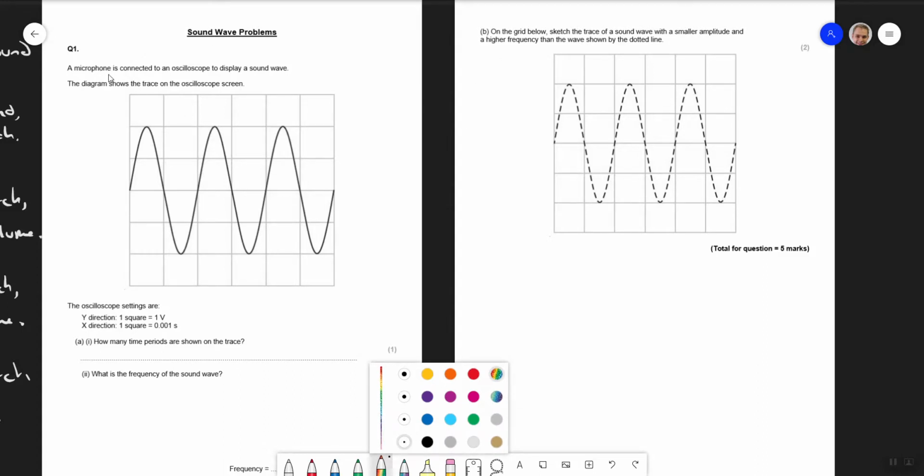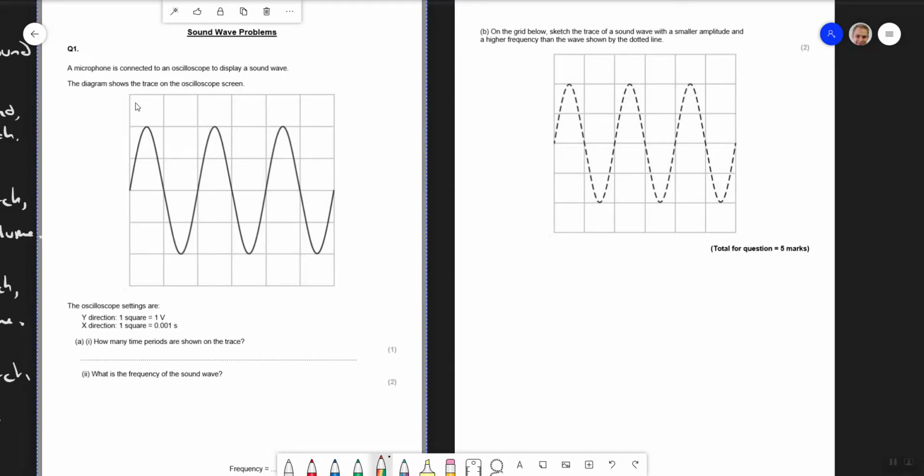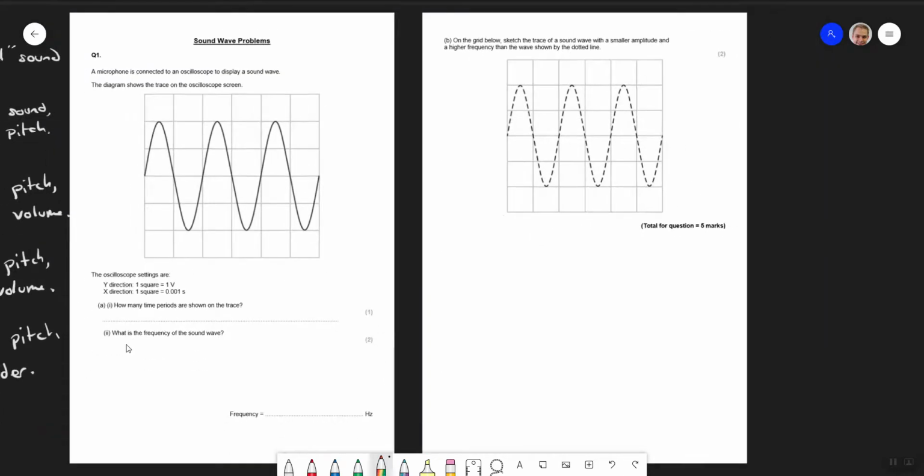So, question one: a microphone connected to the oscilloscope displays a sound wave and shows the following trace. How many time periods are shown on the trace? Well, we've got 1, 2, 3. So we've got 3.